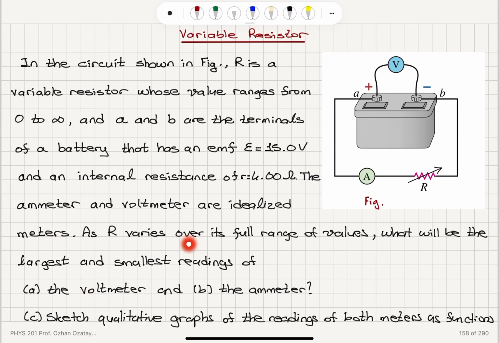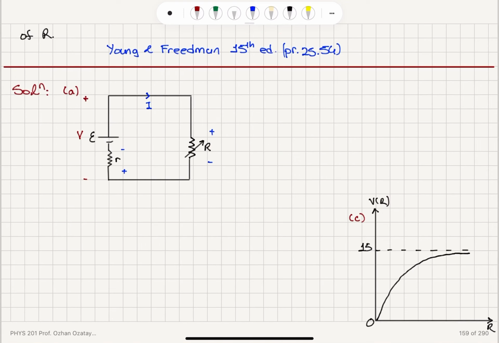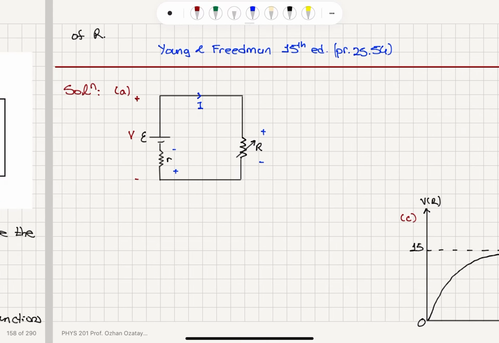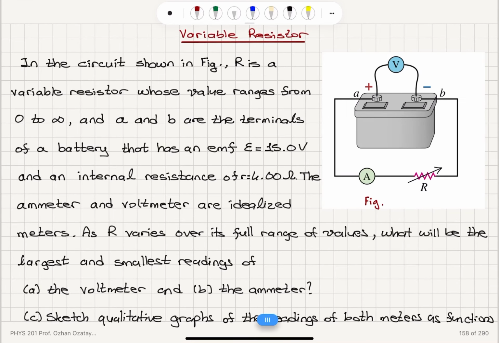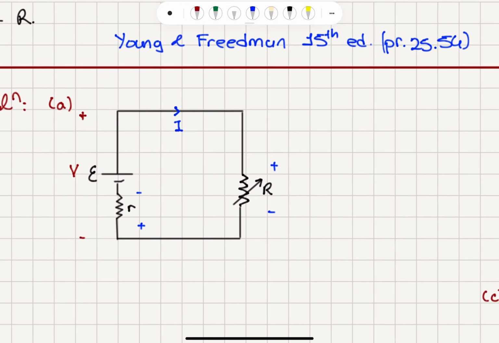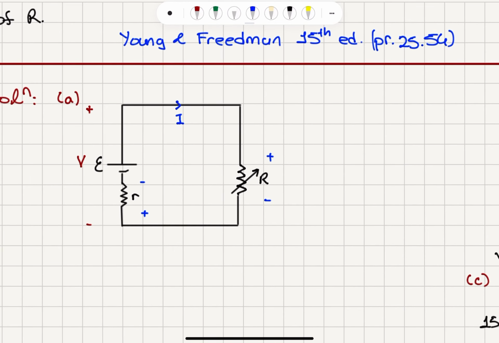As R varies over its full range of values, what will be the largest and smallest readings of the voltmeter and the ammeter, and sketch qualitative graphs of the readings of both meters as functions of R. So we have a battery which has an internal resistance r connected to a voltmeter across its terminals and an ammeter in series with a variable resistor with resistance R.